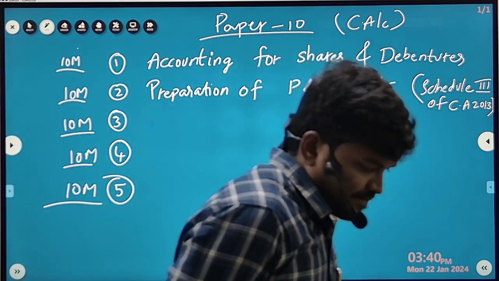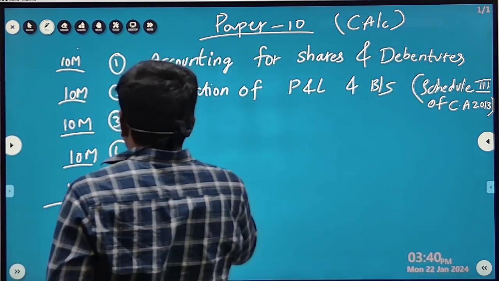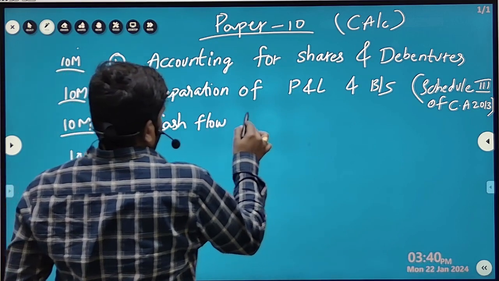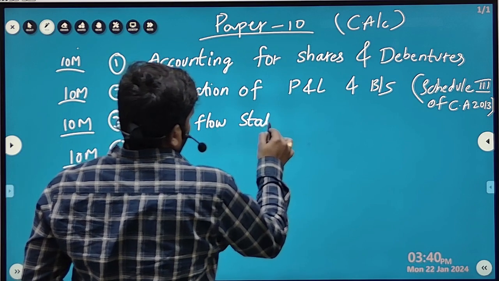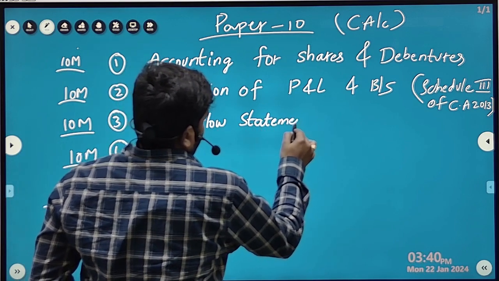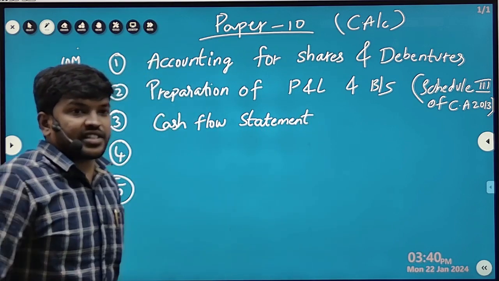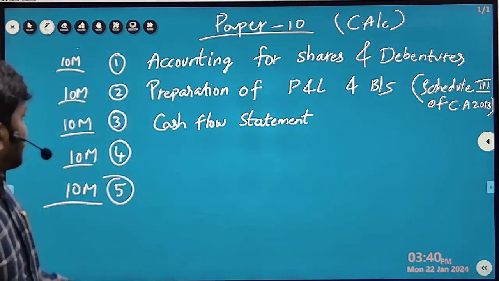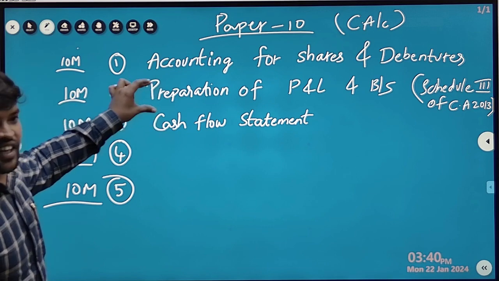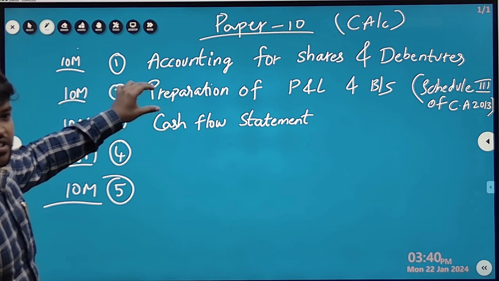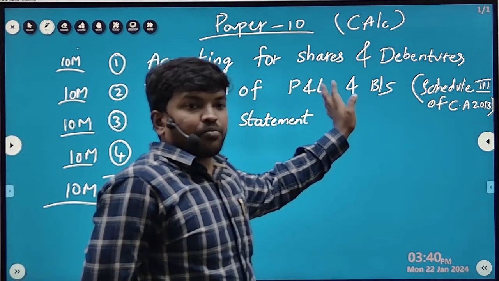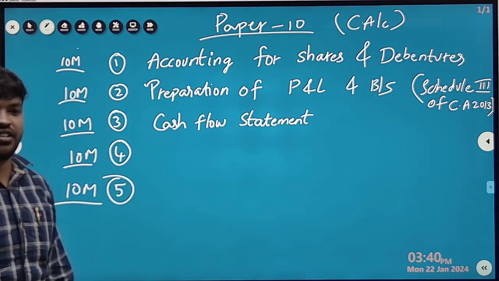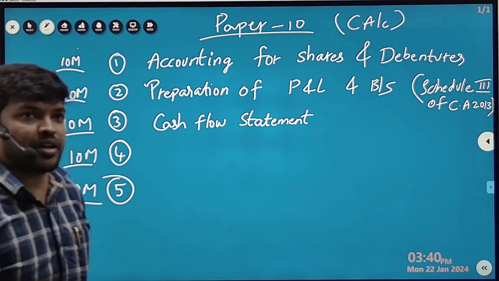Third, cash flow statements. We have a separate chapter for cash flow statements. These three together are called financial statements. What are these three? Statement of P&L, balance sheet, cash flow statement. Clear? What is chapter number 4?